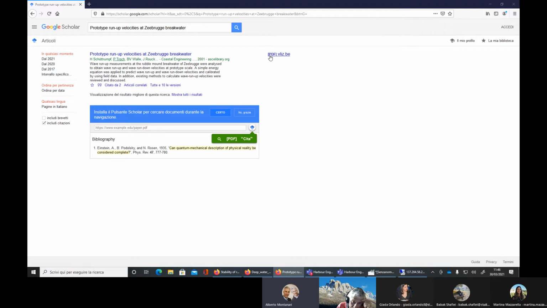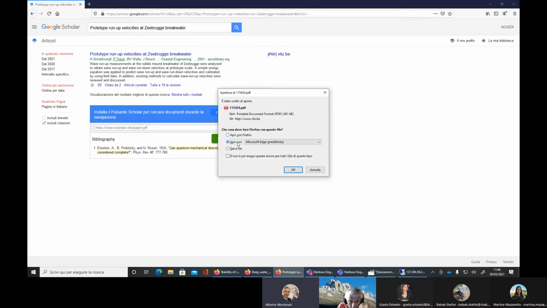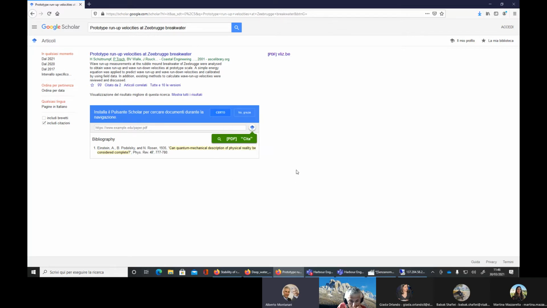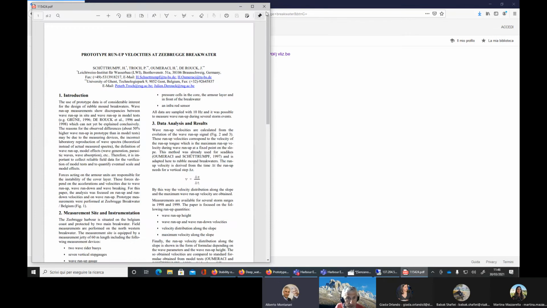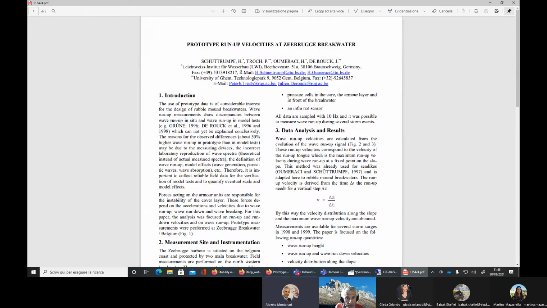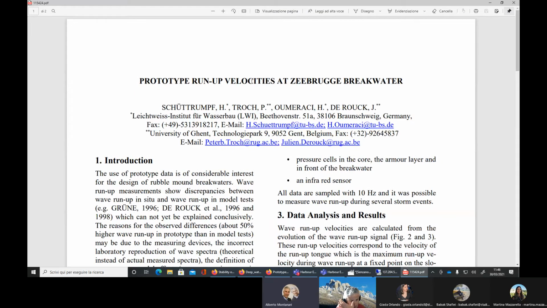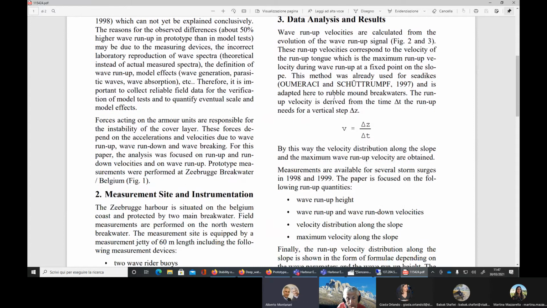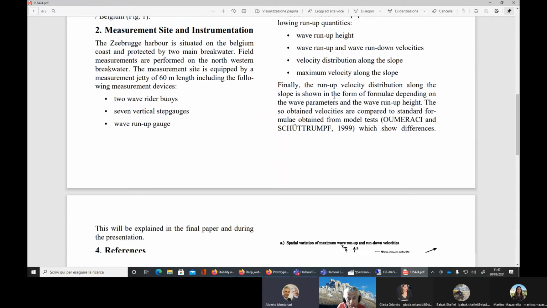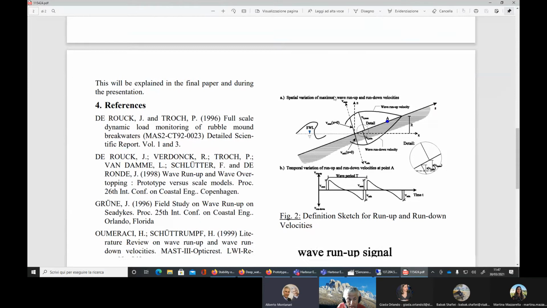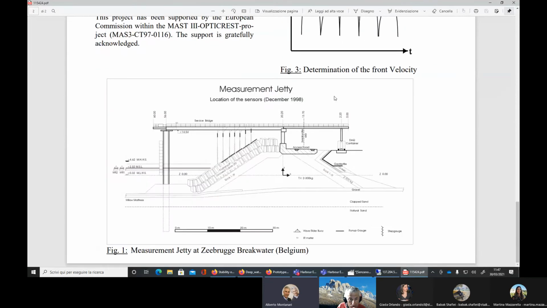The fact that a PDF is available on Scholar doesn't mean that it's open access, but in any case, it gives us the opportunity to open it. Let me see if I can open it with this default program. Yes. So you see, let's look at this paper. It's run up velocity at a breakwater. It's an experimental breakwater, and it is quite a simple paper that explains some measurements that they did. And also there are some nice figures of the breakwater.